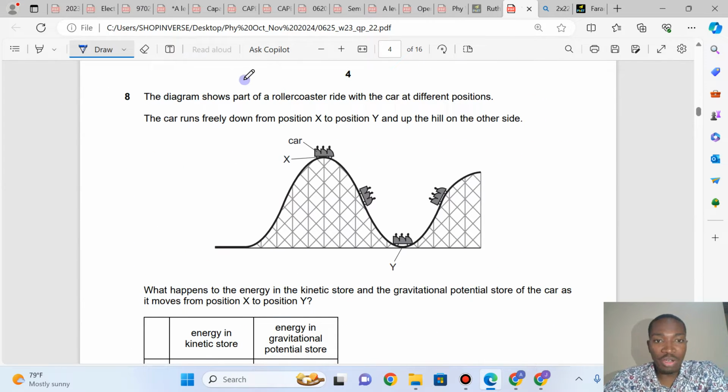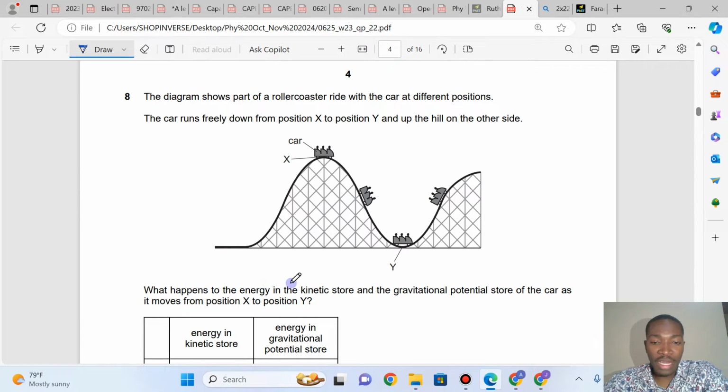The diagram shows part of a roller coaster. This is the roller coaster, a roller coaster ride with the car at different positions. The car here, here, here, and here. The car runs freely down from position X to position Y and up the hill to the other side.